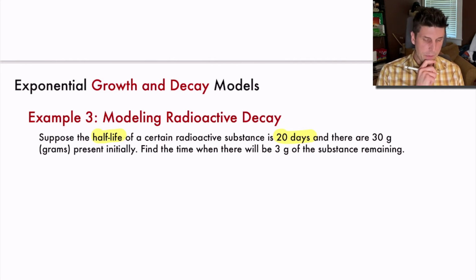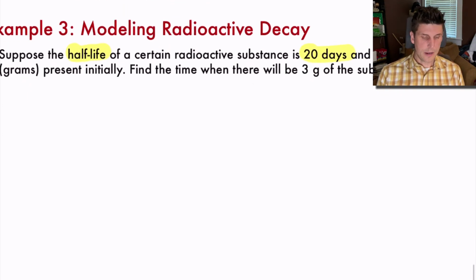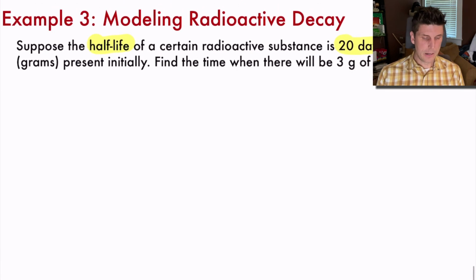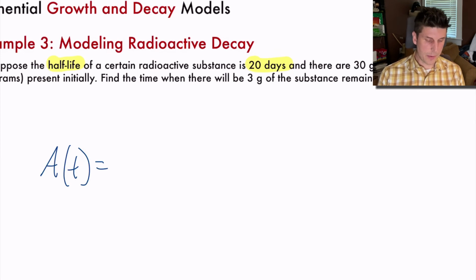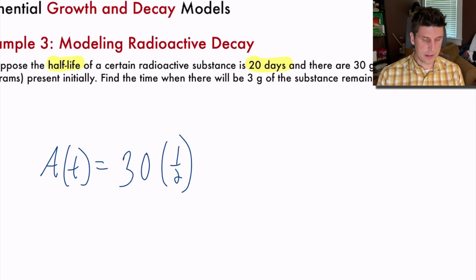So it says, suppose the half-life of a certain radioactive substance is 20 days, and there are 30 grams present initially. Find the time. So this one's a little bit tricky, so we're going to have to do a little bit of thinking here. The amount we have relative to time is going to equal, so we're calculating amount, 30, that's the initial amount that we have, times 1/2, right?